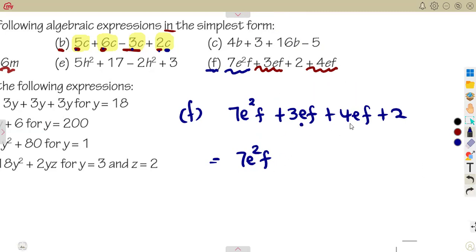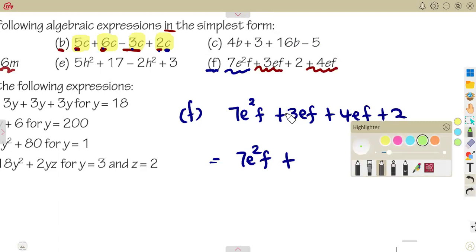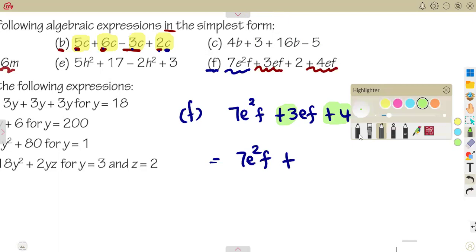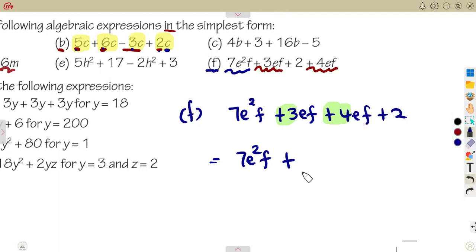We have E, and we have F and F raised to the same power. So we can add 3 plus 4. Remember the concept of adding the coefficients. There is a +3 and a +4. These are the coefficients that we are going to add. 3 plus 4, which is 7EF plus a 2. Just like that, you are done.